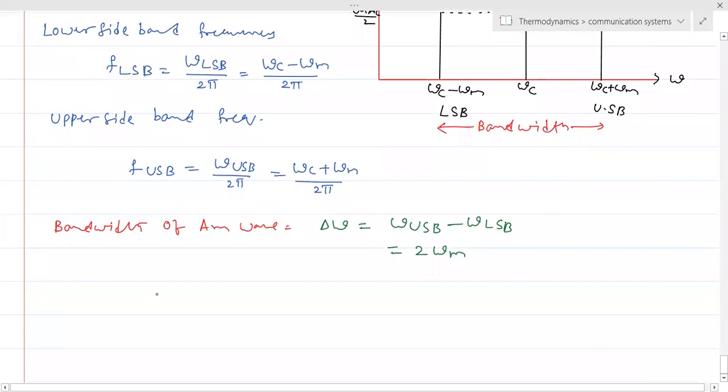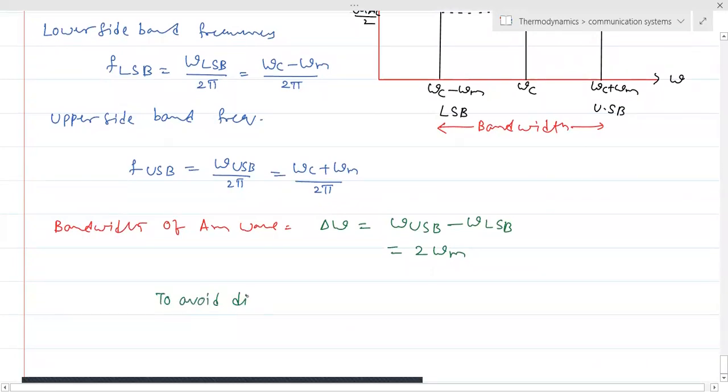Actually, in the output, to avoid distortion, the modulation index is less than or equivalent to 1.